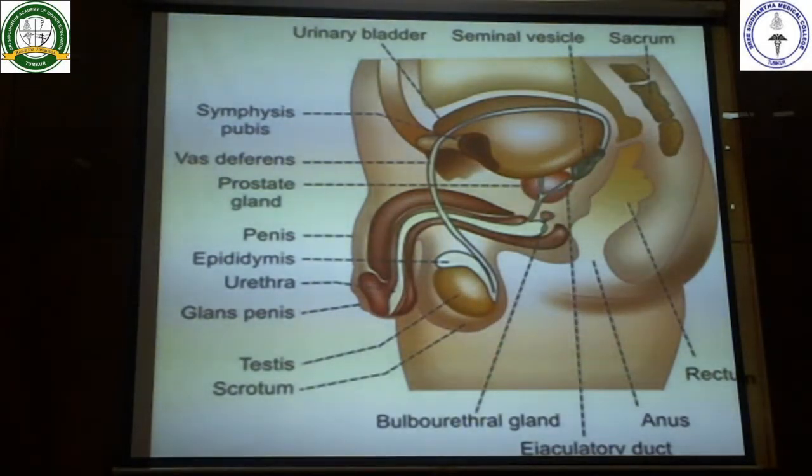You can see in the diagram, and finally it is going to open into the urethra. So we can see clearly the things in this diagram about the testis, the epididymis, the vas deferens joining with the ducts of the seminal vesicle, forming the ejaculatory duct and opening into the urethra. The things are clear till here, I feel. Now let's move ahead.